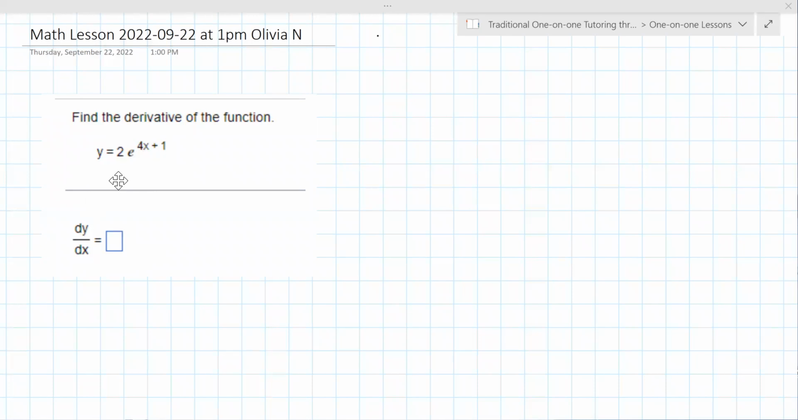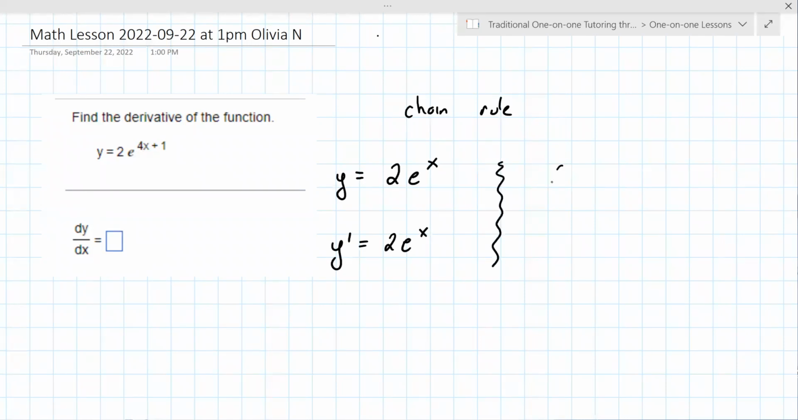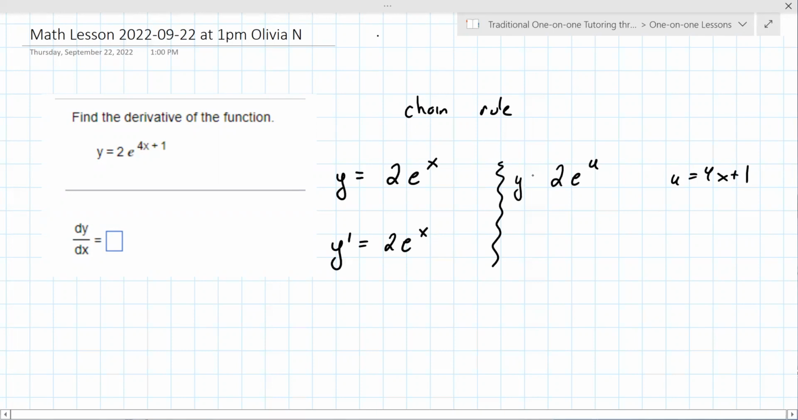Okay. So there's the way we're going to do with this problem. We're moving into what's called the chain rule. I think we did a little bit last week, but if this were 2e to the x, the derivative would be itself. E is the only function whose derivative is itself, but it's not. It's really 2e to the u, and u is this 4x plus 1. So the derivative is still 2e to the u, but you have to multiply by the derivative of u.